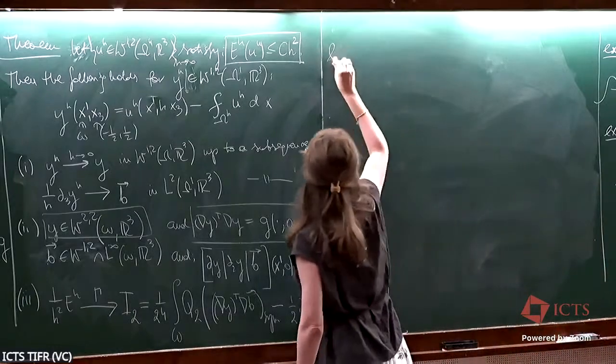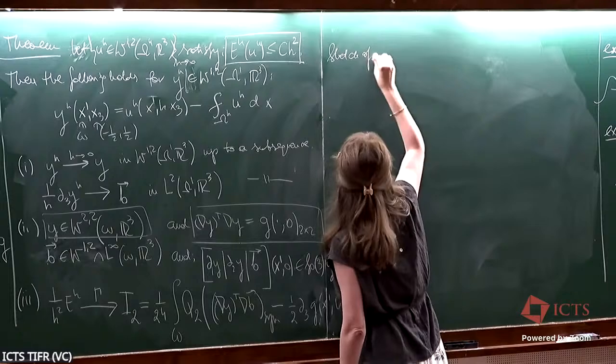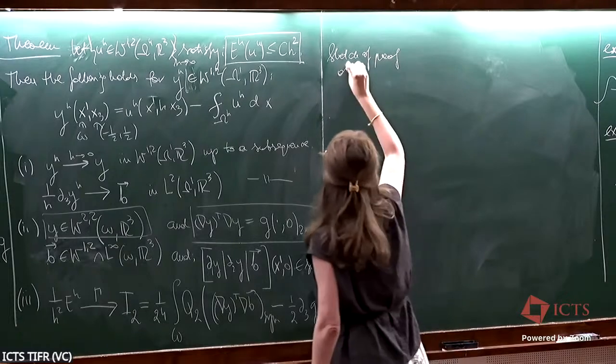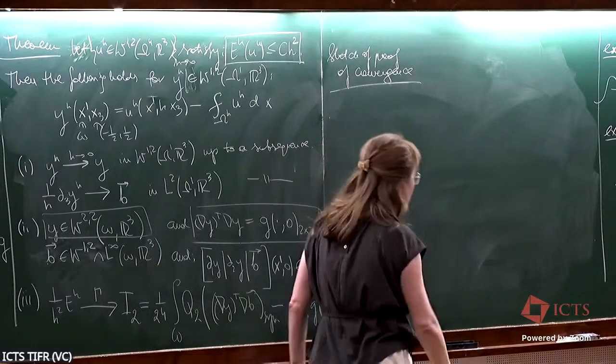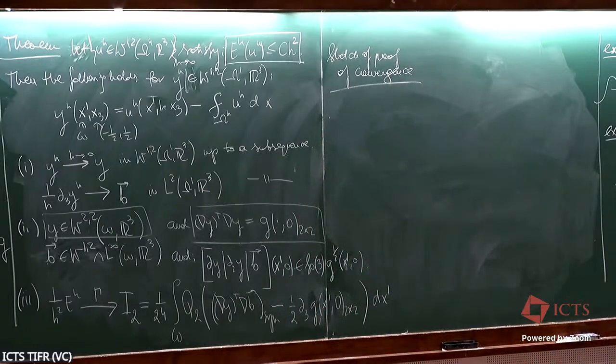Sketch of proof of convergence. So this convergence property sort of replaces the compactness that I have here.